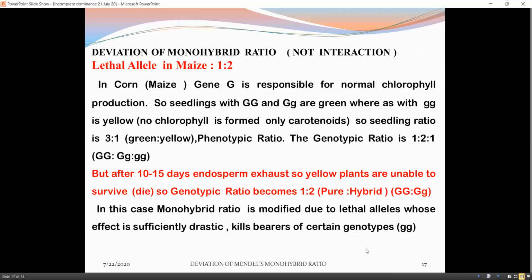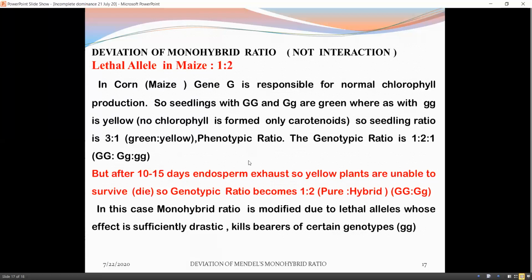Now let us see one more example of deviation of the monohybrid ratio, not interaction, that is due to a lethal allele in maize, which causes a 1 is to 2 ratio instead of 3 is to 1. In corn or maize, the gene capital G is responsible for normal chlorophyll production. So seedlings with capital G capital G and capital G small g are green, whereas small g small g is yellow because no chlorophyll is formed, only carotenoids are formed. So the seedling ratio is 3 to 1 if we consider green and yellow.